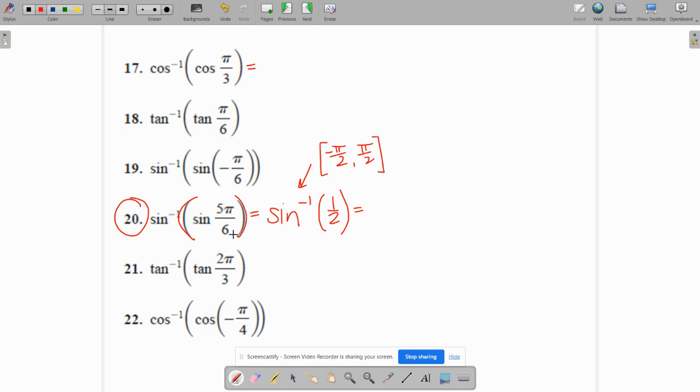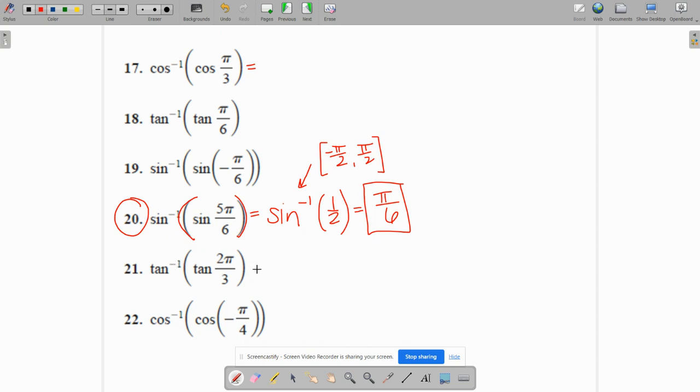And 5 pi over 6 is not in that range. Yes, it has a sine of 1/2, but evaluating this inverse sine is not going to give us that. So the inverse sine of 1/2, meaning an angle within this range that has a sine of 1/2, would be pi over 6. So you need to be careful when you're doing something like this.